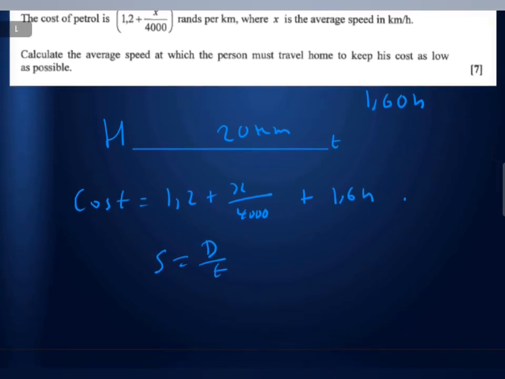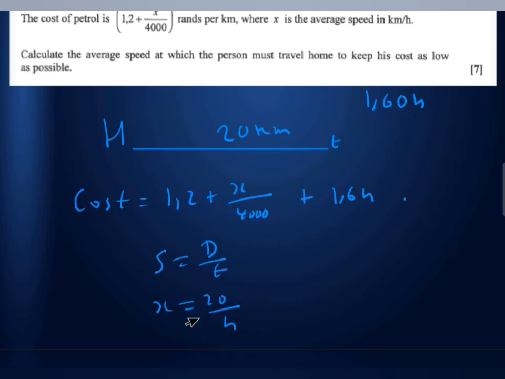So speed is equal to distance over time, right? Now notice that we have the distance you'll travel, so we can easily relate it with the speed and the time. So the speed, which is x, is going to be equal to the distance, which is 20 kilometers, over time, which is the hours.